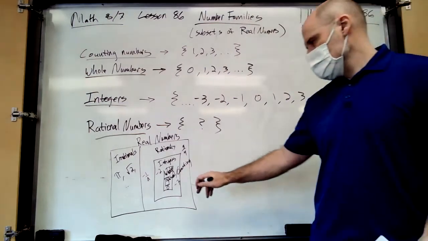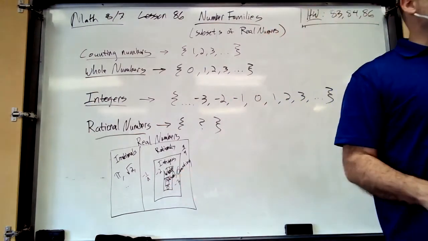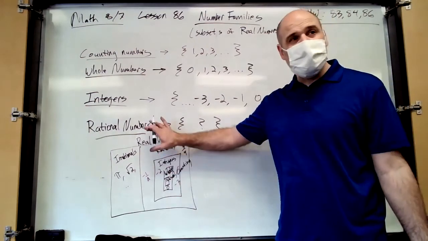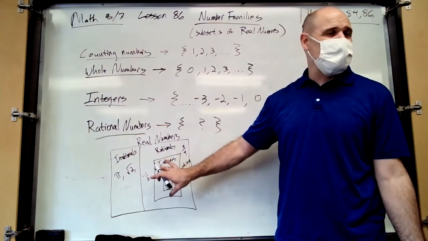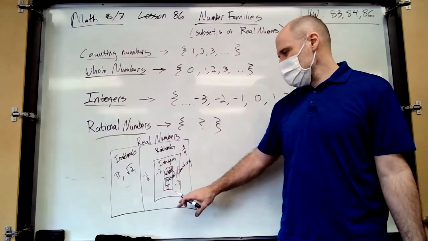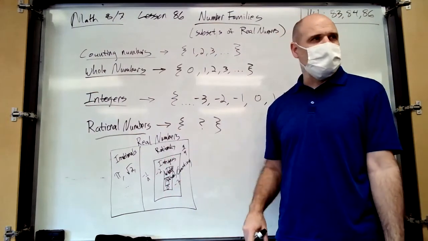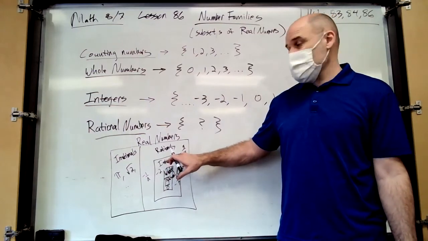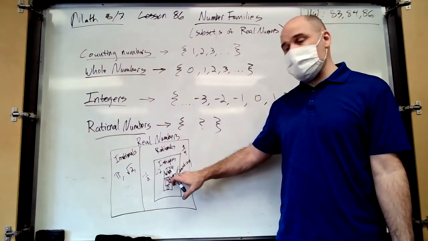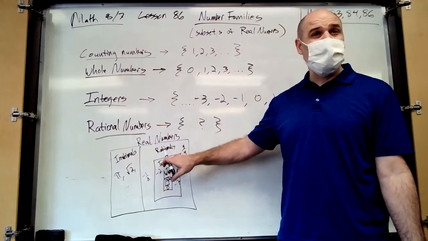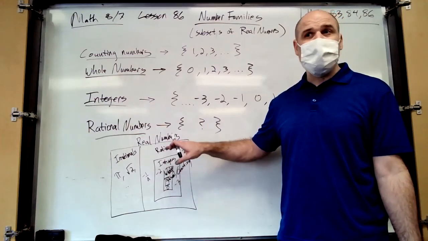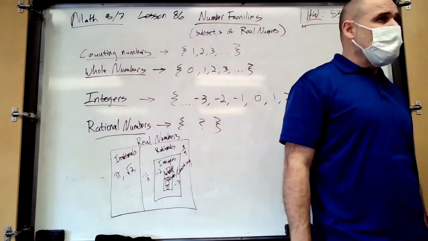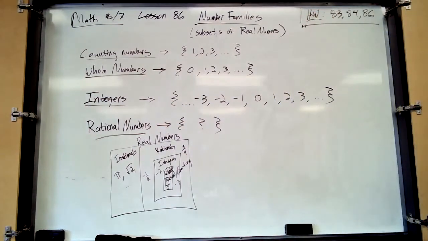All right. So this is a Venn diagram, but do you see that the rational numbers are all these subsets, all these families? Every single integer is a rational number. Every single whole number is an integer, and it's a rational number. Every single natural or counting number is a whole number. Every single counting number is an integer. Every single counting number is a rational number. Okay? So if it's inside the box, then it's true.